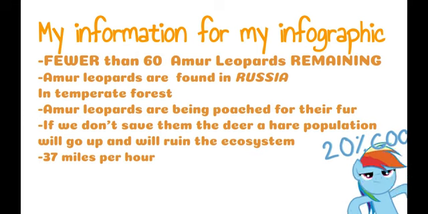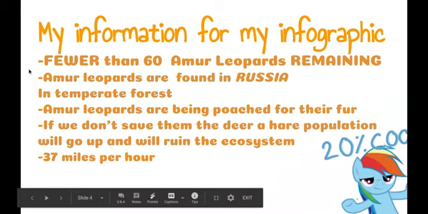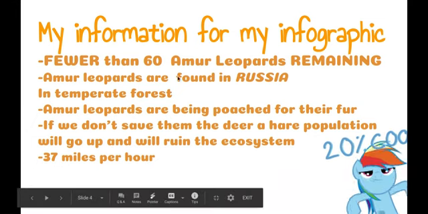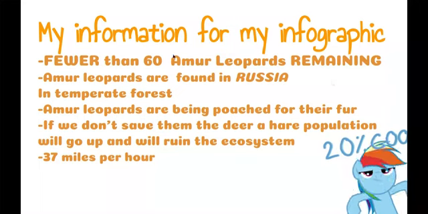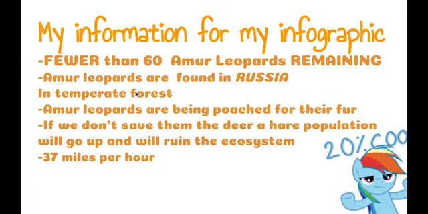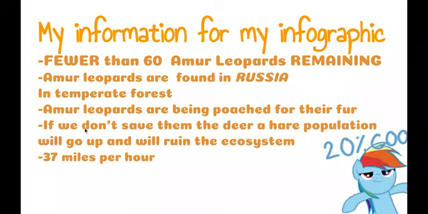Your information has to be small, but it's giving something big. It's giving big information, but in small words. Fewer than 60 Amur leopards remaining, and that's not even big. That's just a jot note. Amur leopards are found in Russia in temperate forests. Amur leopards are being poached for their fur.